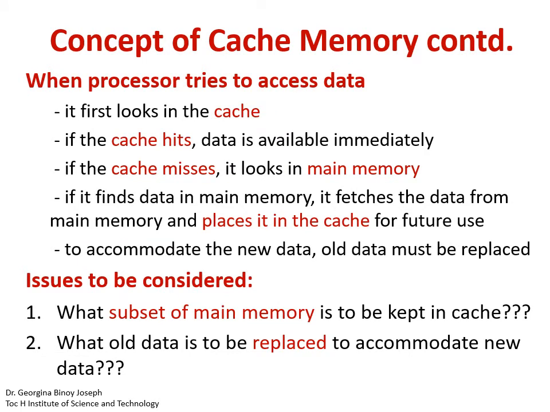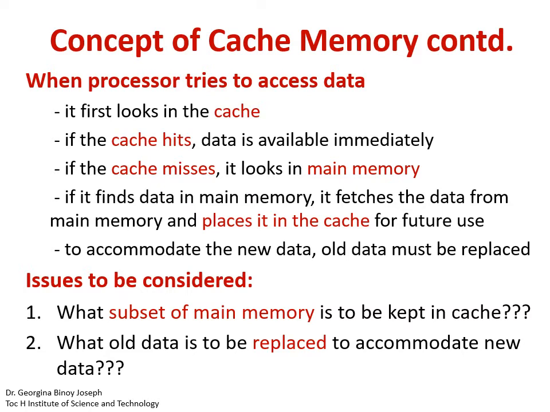So let us see what happens once again. When the processor tries to access data, where does it look? It first looks in the cache. The cache is situated right next to it. If the cache hits, remember the terminology hits and misses from module 5, cache hit means the data is available in the cache. Whatever data the processor is looking for is available in the cache, and that data is available to the processor for immediate use.